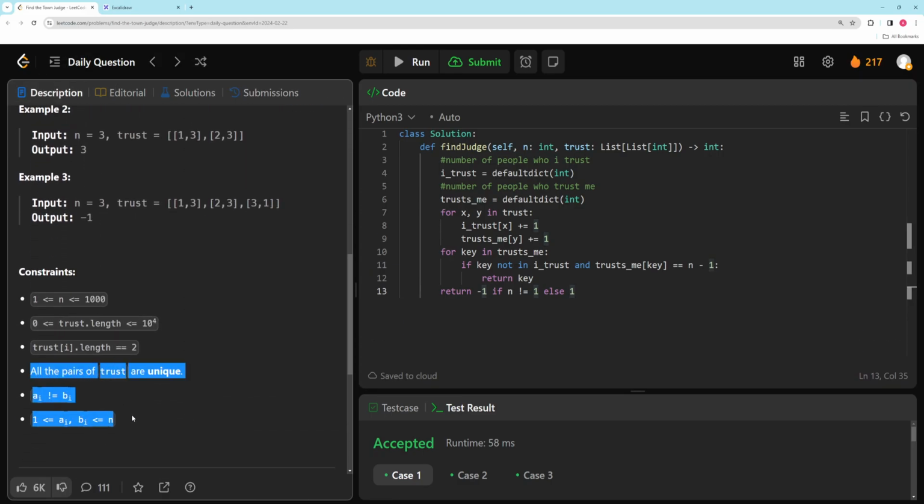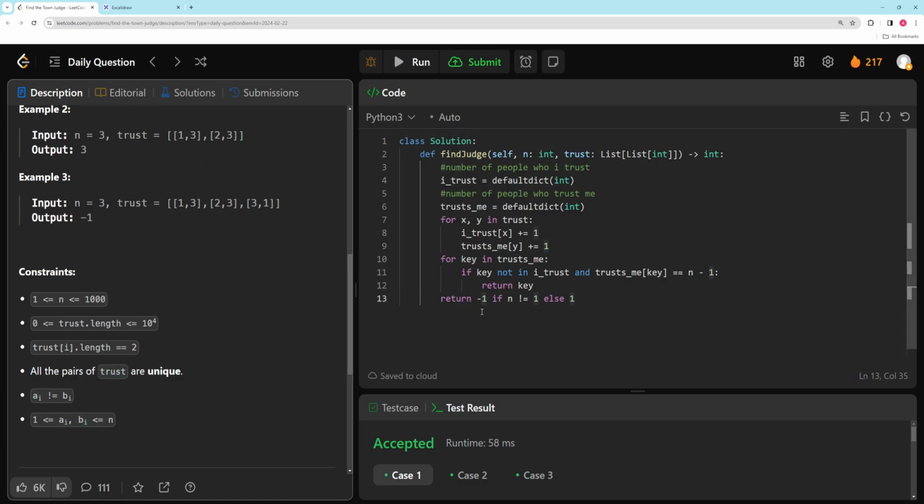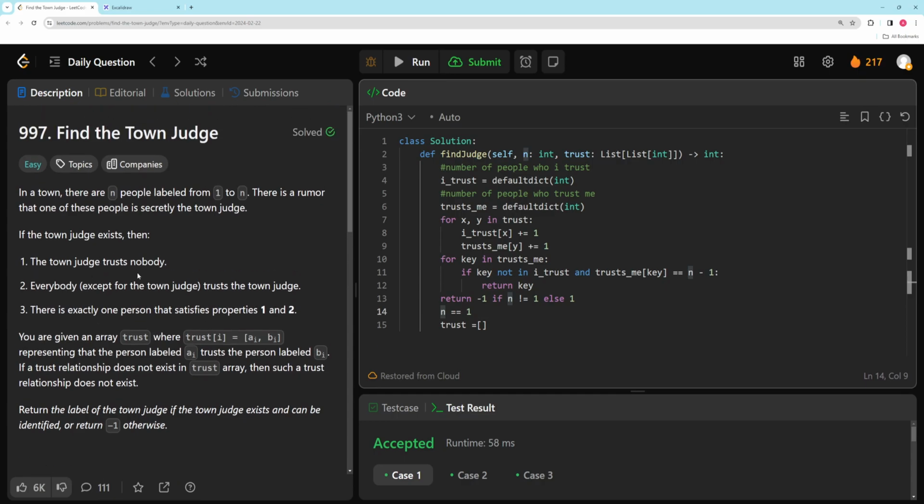Yeah, so I did miss this. All the pairs are unique, and the person can't trust themselves. So that's why this section works here. If n equals 1, and a person can't trust themselves, then your trust edges will always be empty. And then this person will always be the judge because 0 people will trust him and he will trust 0 people, which will satisfy both of these. So n-1 people trust him and he trusts no one. So that's why this is the case.